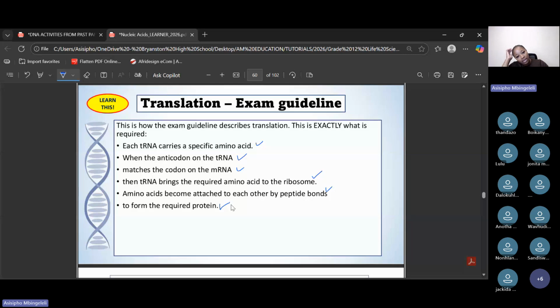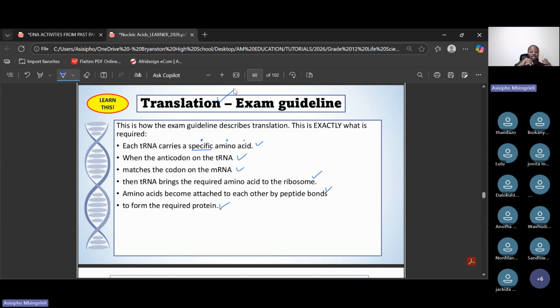Again, this is a copy and paste. Each transfer RNA carries a specific amino acid, 1 mark. Why is it 7 marks and you are seeing 6 ticks on the board? 1 mark was for naming the process, because the question said name and describe. So you first have to name it and say translation, and you get a mark. Then the other 6 marks are for describing the process. These are the points for describing translation, nothing else.